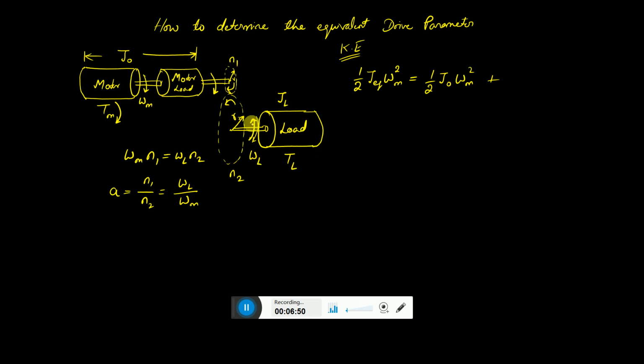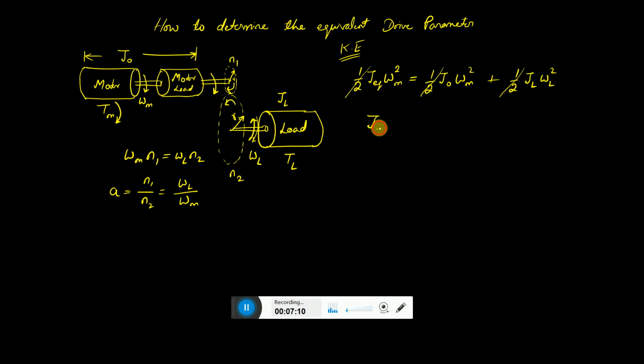Total inertia of this load. What is the total inertia of the load? Half J_L omega_L squared. So this is the total inertia of the load. Anything else left? No. So we can just cut this half and take this omega_m downward.